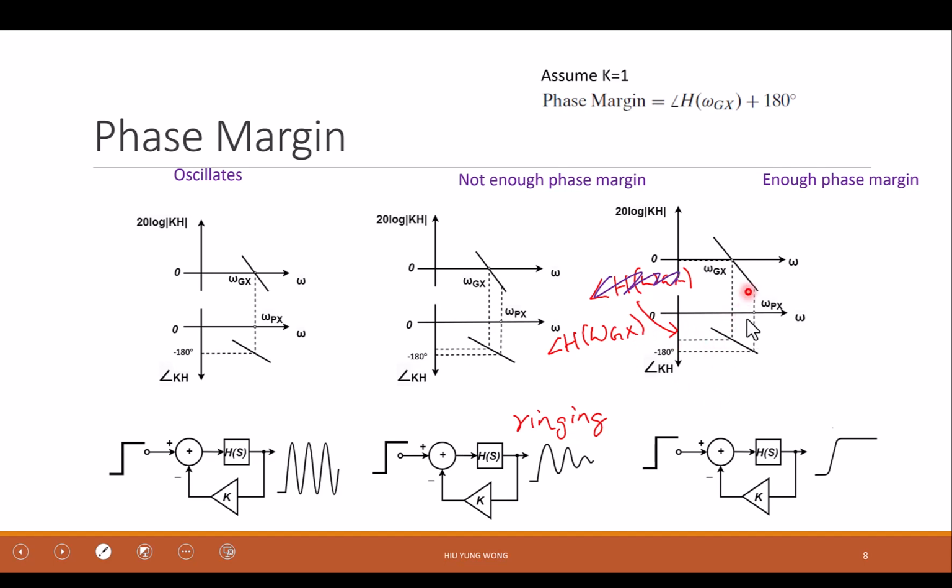Now you can imagine that if I try to make the gain crossover frequency really, really small, then I will have a lot of margin, right? What is the problem with this? Lower bandwidth. Very good.